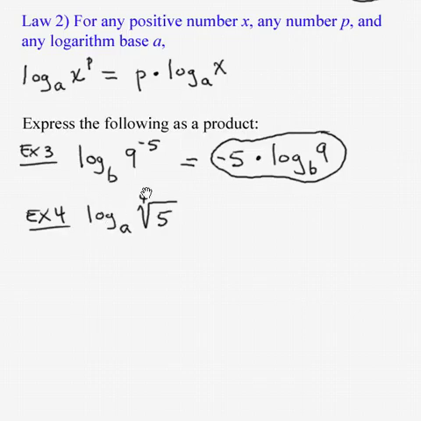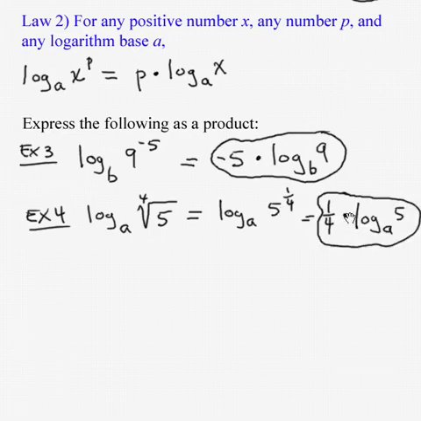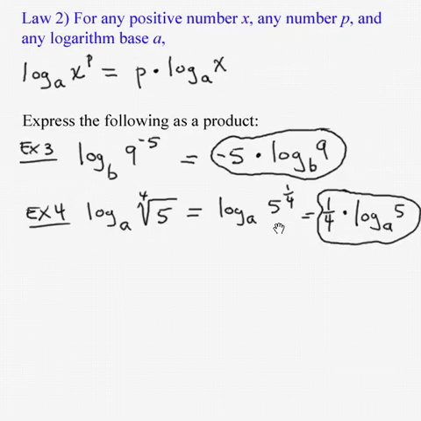Here I've got the log of the 4th root of 5 base a. We're just going to simplify that and rewrite it. Let's write the 4th root of 5 as 5 to the 1/4 power. That's something we have to remember from a previous lesson, that if we have a rational exponent, the base is my radicand, the denominator of my rational exponent is my root index, and the numerator is the power we're raising it to. Now I've got the log of a number raised to a power. That's the same thing as the power times the log of that number 5 base a.